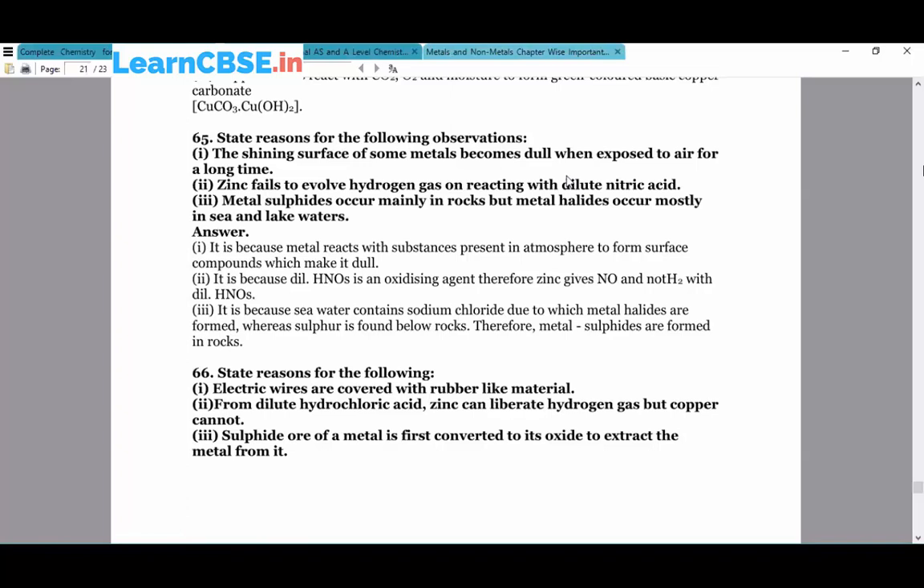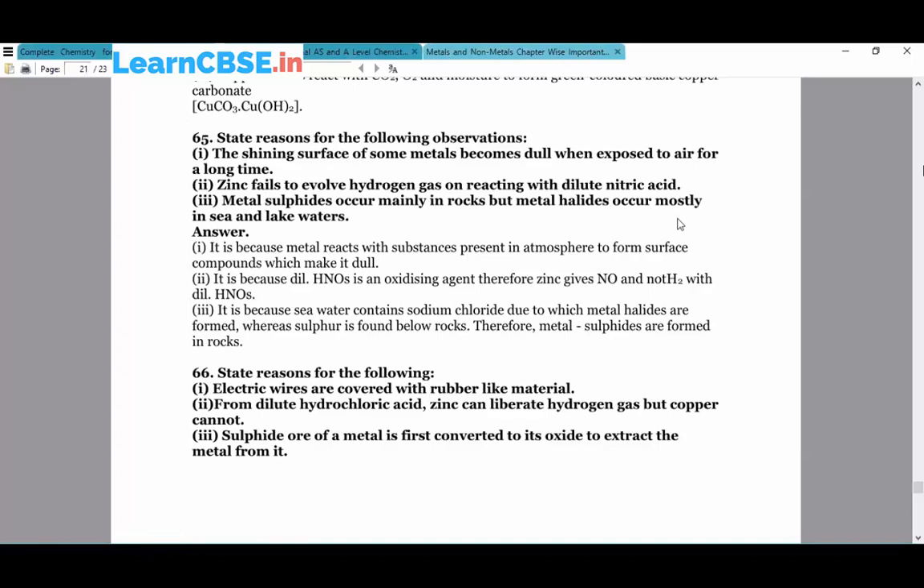Zinc fails to evolve hydrogen gas on reacting with dilute nitric acid. It is because dilute nitric acid is an oxidizing agent, and therefore the zinc gives nitrogen monoxide and not hydrogen gas with the dilute nitric acid.